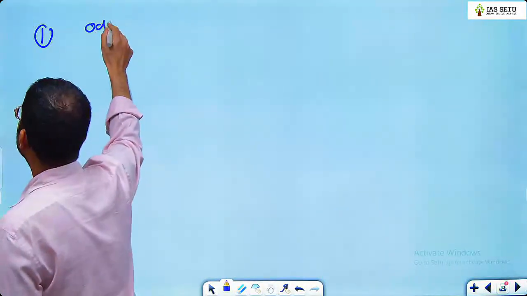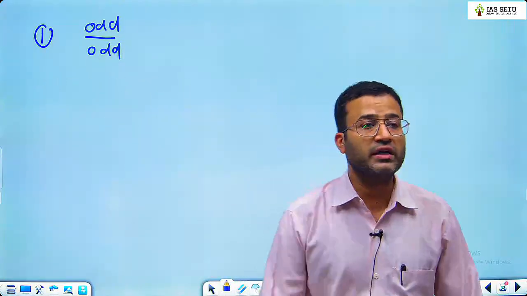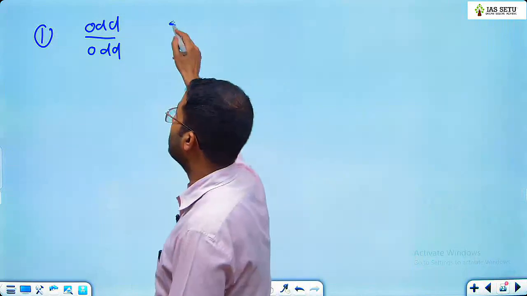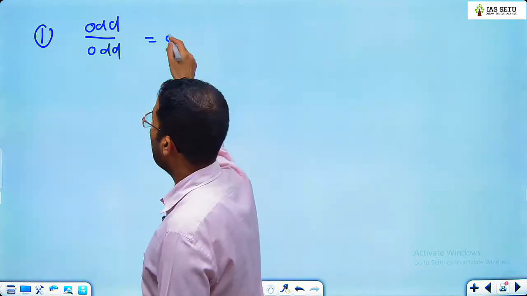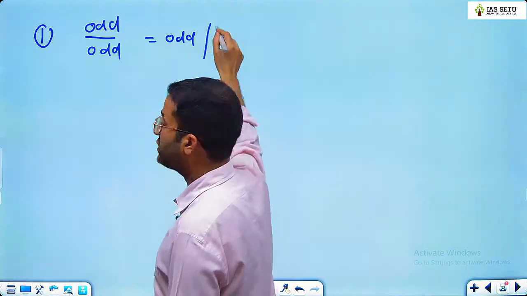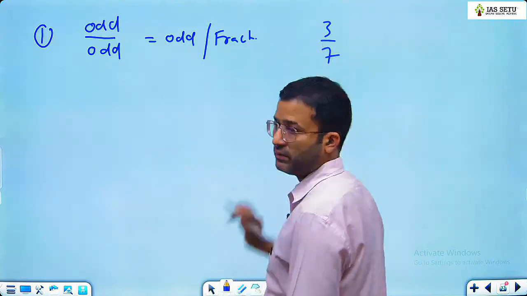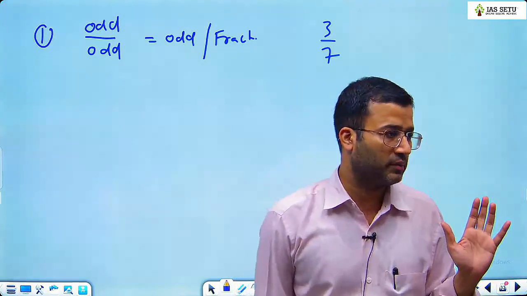Odd divided by odd. What are the possibilities? Example, we take 21 divided by 3. It is 7. So odd is possible. Even you can say fraction is also possible, like 3 by 7. So fraction is also possible.